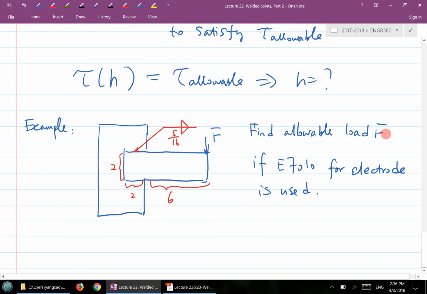There are two base metals. One is HR 1020. The other is HR 1015.